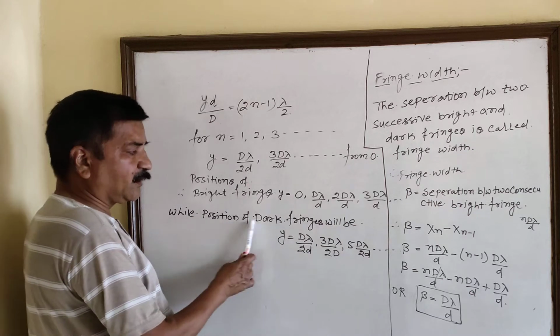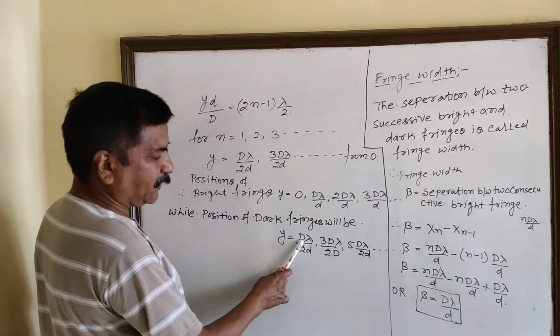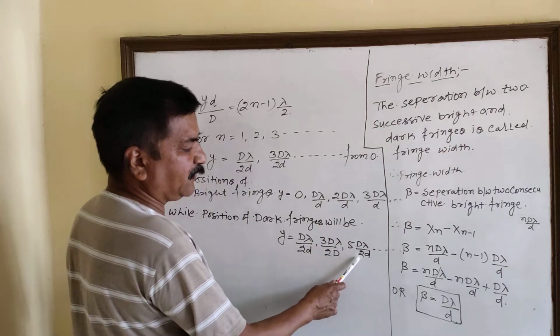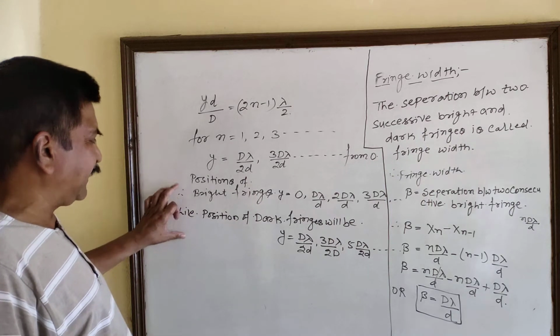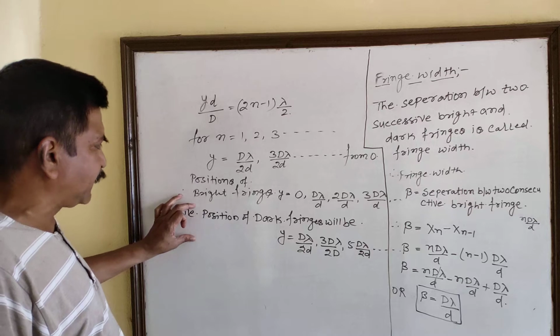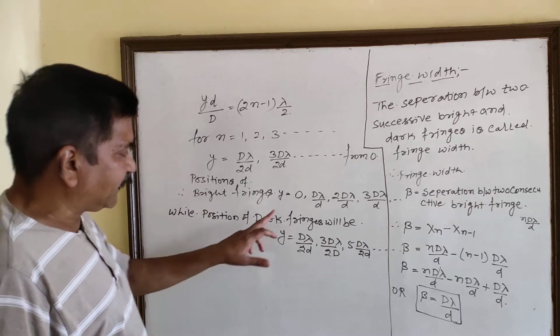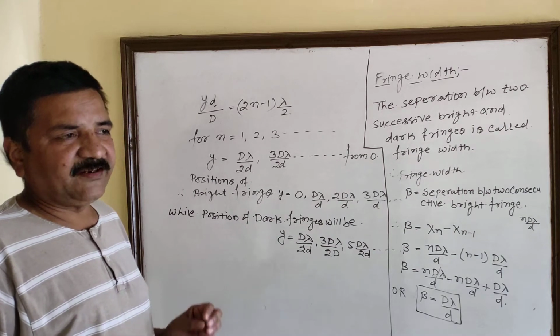Similarly, the position of dark fringes will be obtained at y equal to, as you have calculated, d lambda by 2d, 3d lambda by 2d, 5d lambda by 2d and so on. Now from both these values, that is for the position of bright fringes and dark fringes, we see that the distance between the bright and dark fringes is equi-spaced.